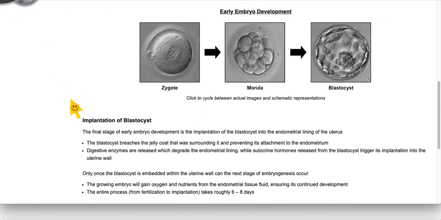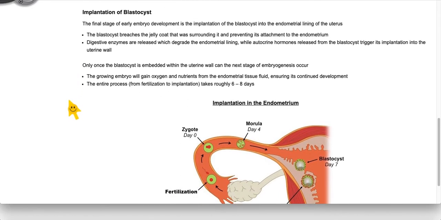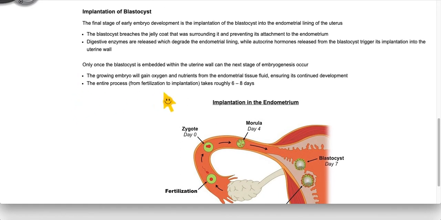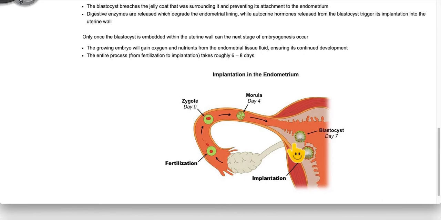If we move further down, we see once again the implantation of the blastocyst within the endometrial lining of the uterus. And it's pretty quick, as you can see here, from the moment of fertilization to the moment that the blastocyst implants. It takes roughly anywhere from 6 to 8 days.